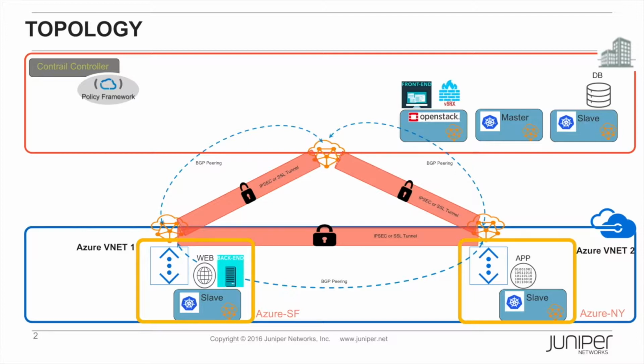And then we have Kubernetes as one of the orchestrators along with OpenStack. So the Kubernetes master along with Contrail components reside on-prem, and we have one Kubernetes slave on-prem, one in Azure SF, and the other one in Azure New York.